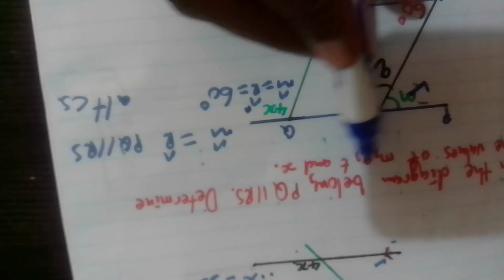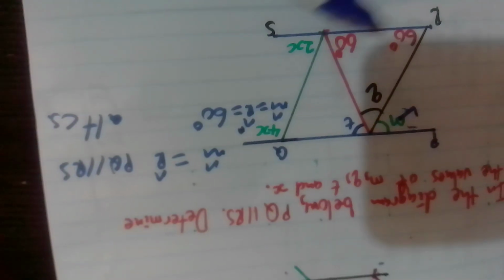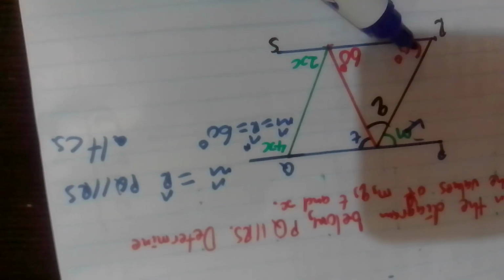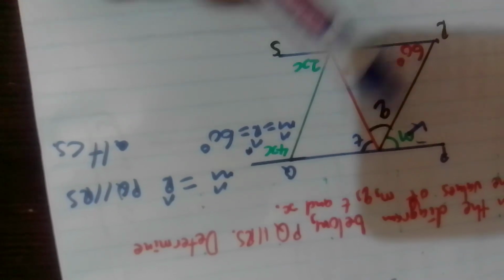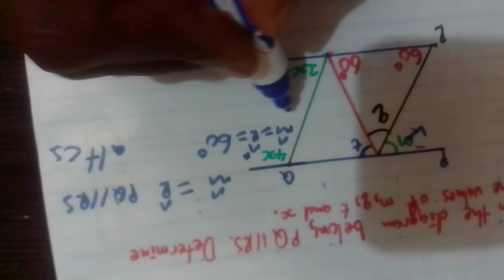Now we go for angle Q. Where is angle Q located? Angle Q is located inside a triangle. And we know that when we add these three angles of a triangle, they add up to 180 degrees. So we are saying that we've got angle what? Let me use the board rather, so that I can have enough space.